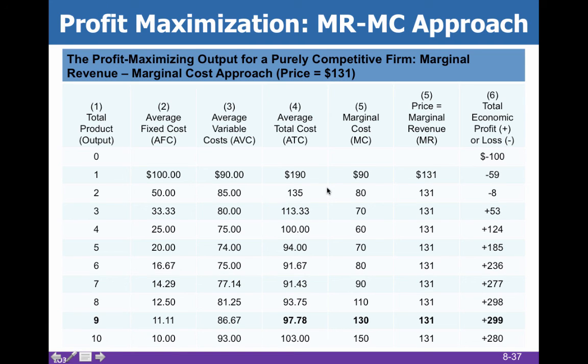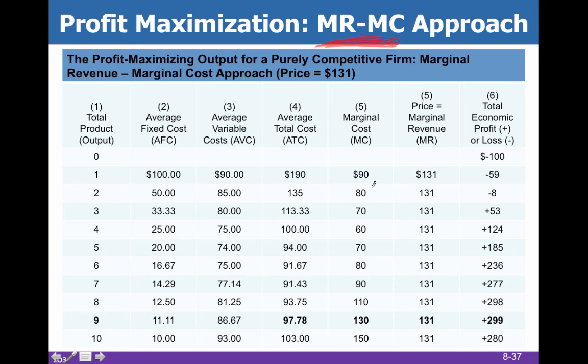Now we're going to get into a slightly more complicated approach. This is the marginal revenue, marginal cost approach. And I'll tell you, this is incredibly important. Businesses want to produce where marginal revenue equals marginal cost. Say that out loud. Businesses want to produce where marginal revenue equals marginal cost. So we're taking that same chart that we had, but we're adding in marginal revenue and marginal cost.